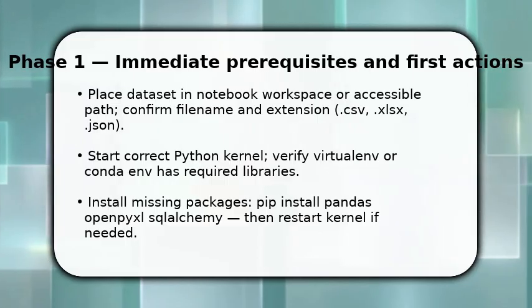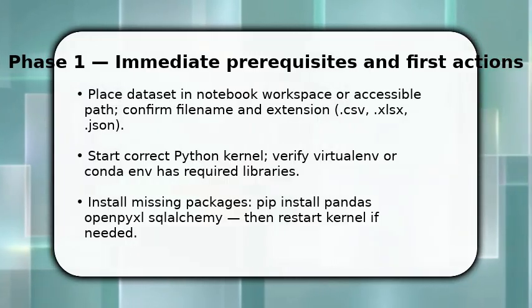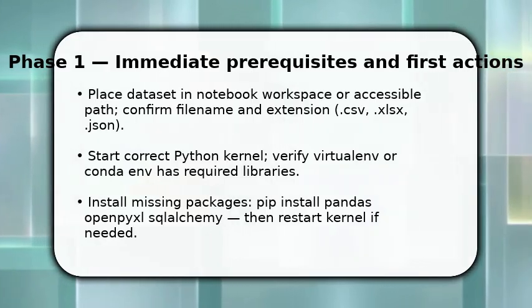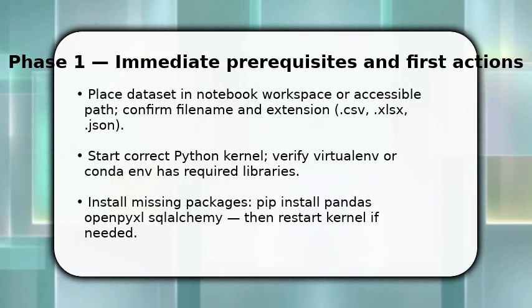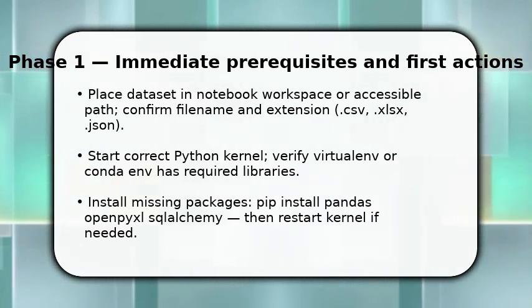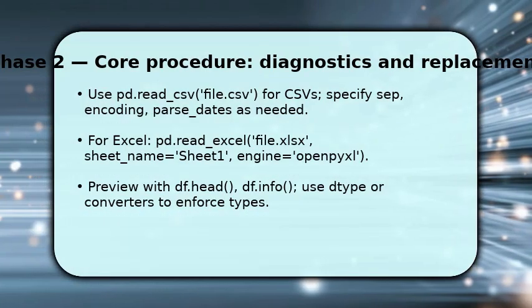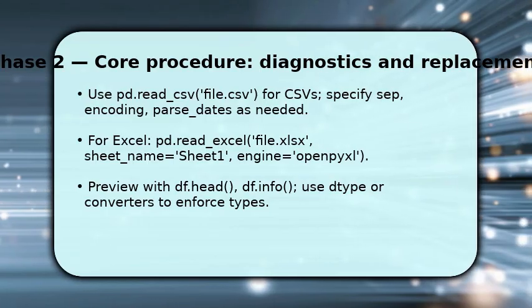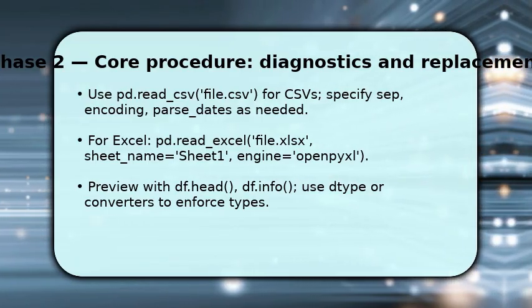You do this to avoid path and dependency errors early, so the next cell focuses on reading data rather than troubleshooting environment issues. You now write the read call. For CSVs, use pd.read_csv and set path separators or encoding when necessary, because defaults can misparse values. For Excel, use pd.read_excel with engine specified to avoid engine ambiguity.